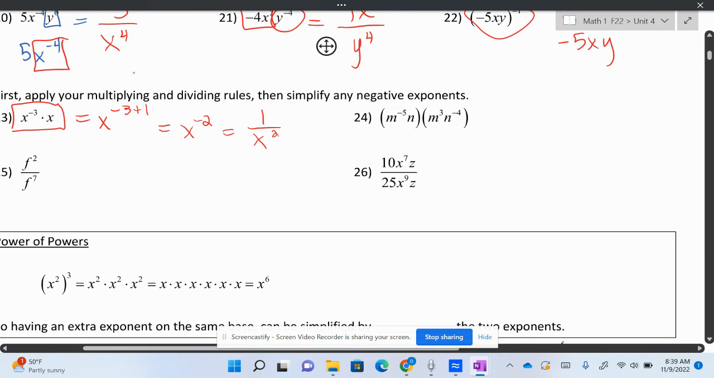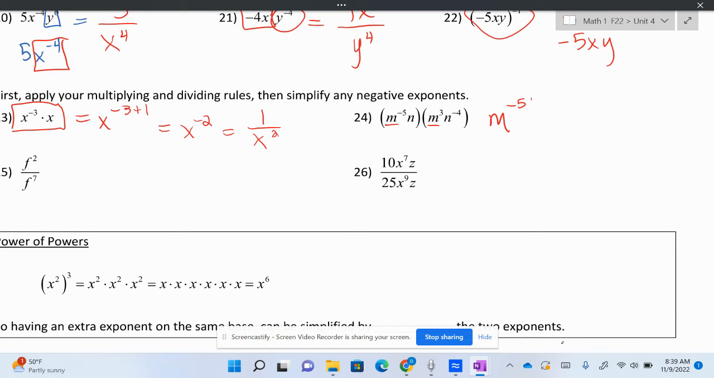Let's look at number 24. So I'm going to focus on my m's first. So I have m to the -5 plus 3 times n to the 1 minus 4. Or 1 plus a -4, if you will. So what does my m become? Well, that becomes m to the -2 and n to the -3. They're both unhappy. So I'm going to drop them both. And now they're happy.